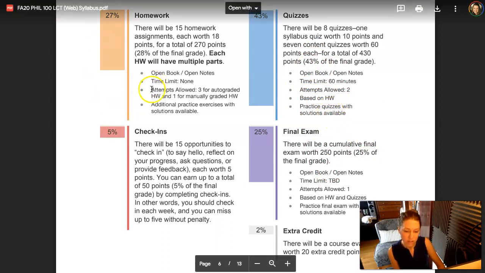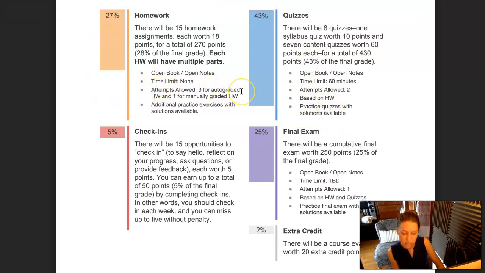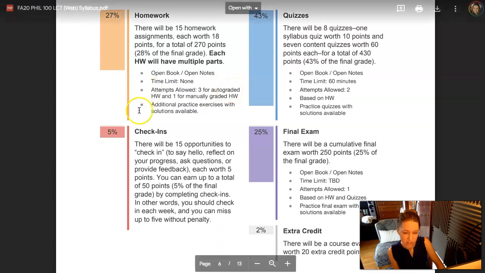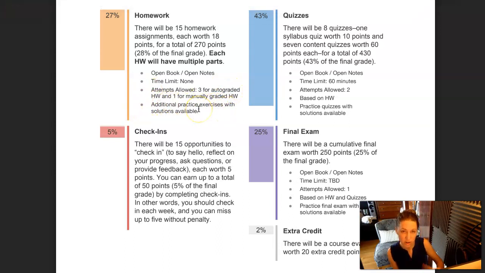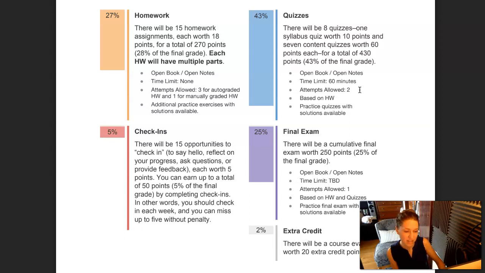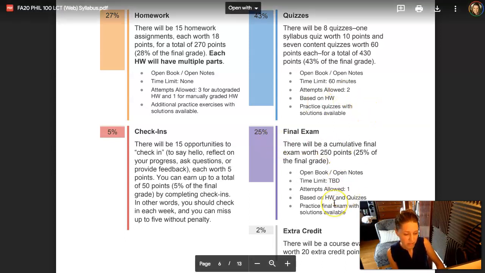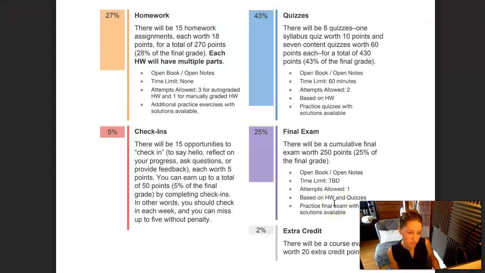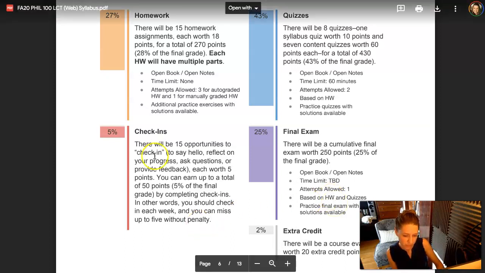For homework, you're going to get multiple attempts. For anything that's auto-graded, the questions will change with each attempt, but you get more than one attempt. And there's lots of practice exercises with solutions available that aren't part of your homework exercises. For quizzes, you'll get 2 attempts, an actual quiz and a retake. There's also a practice quiz with solutions available. For the final exam, there'll be a practice exam with solutions available as well. No retakes on the exam.